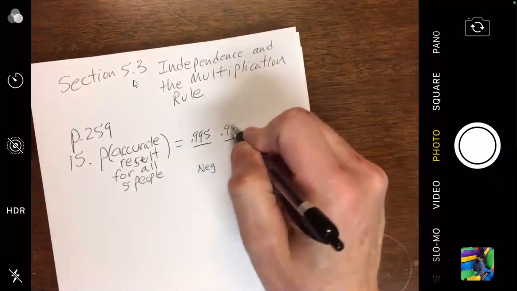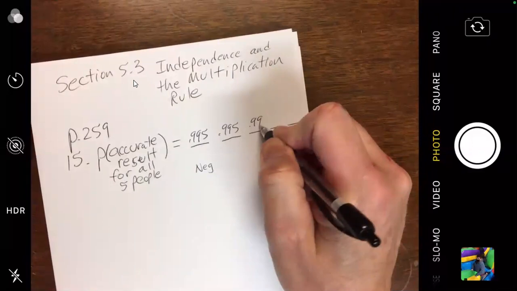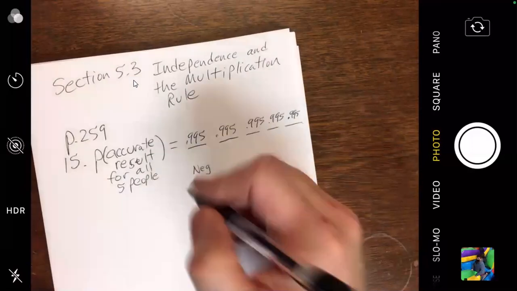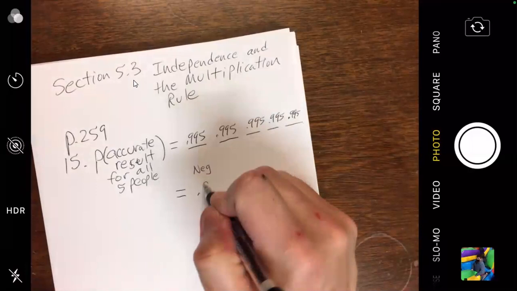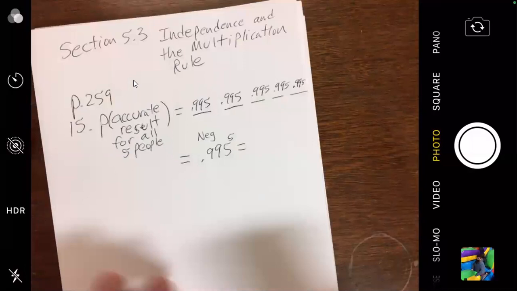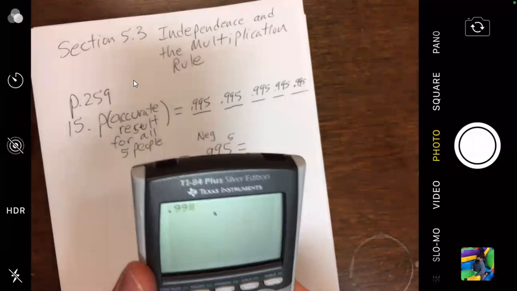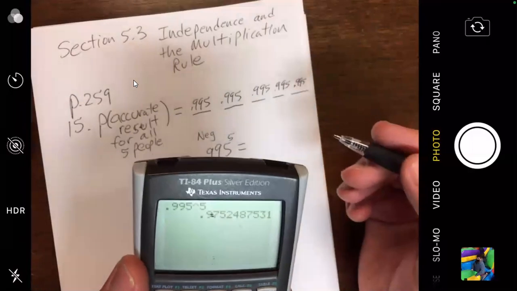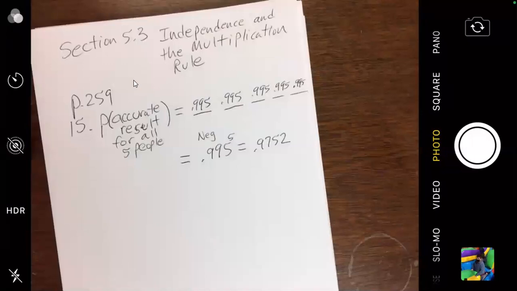We are again going to assume this is independent, that one person being negative has no effect on another person being negative. And if they're widely separated people, you can shorten this up by going 0.995 raised to the 5th power. That gives 0.9752, a 97% chance it would come back accurate.